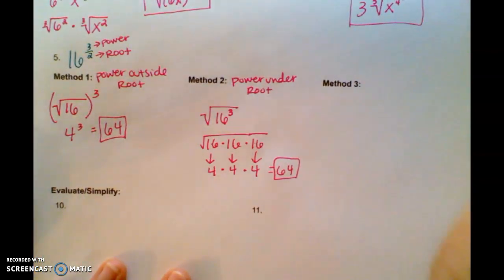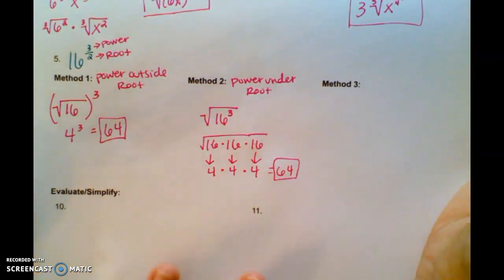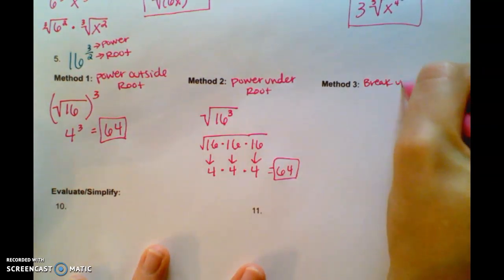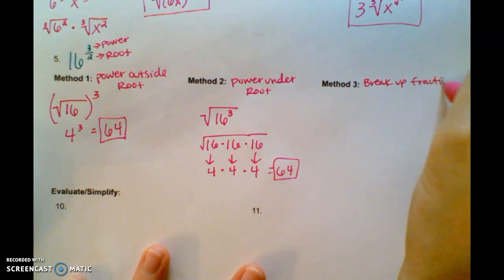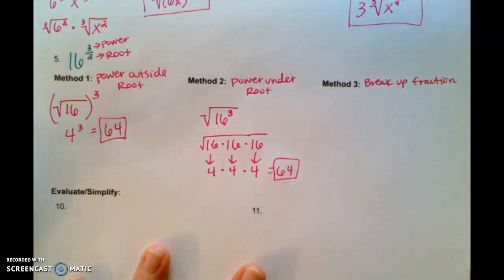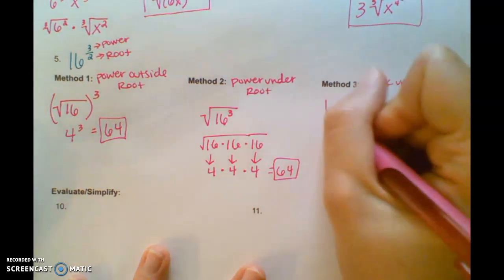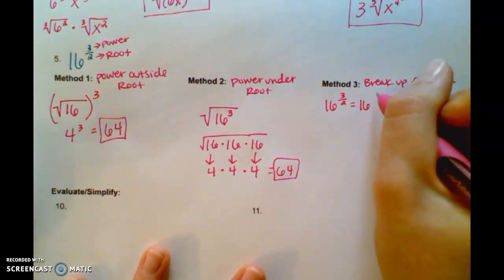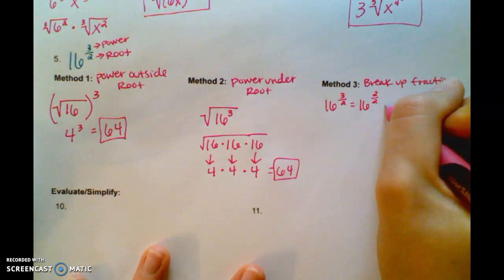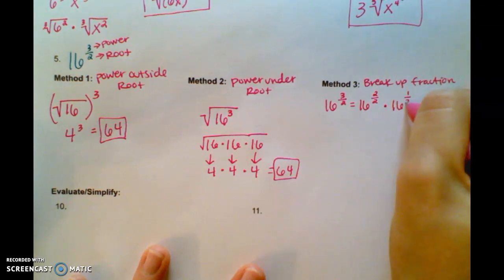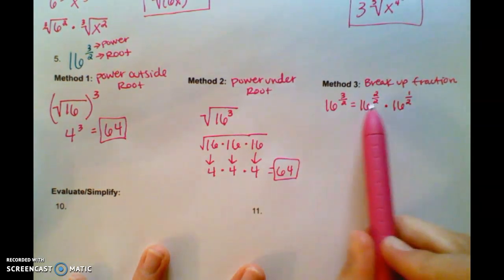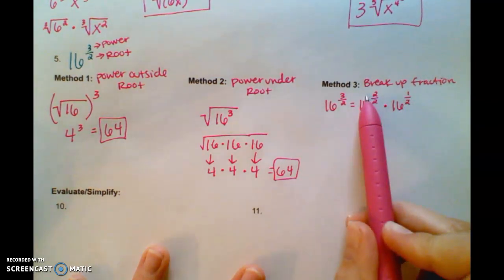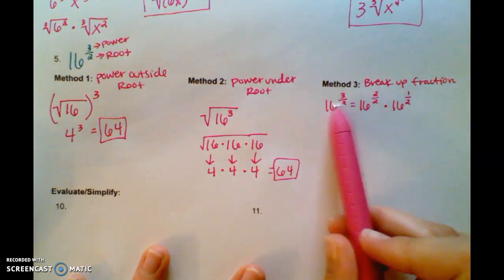The third method is not one we'll do as much, but it will come in handy later, is to break up the fraction. And this requires us to remember how to use exponents. So if we have 16 to the 3 over 2, we can actually break that into 16 to the 2 over 2 times 16 to the 1/2. Because when we have the same base and we're multiplying, we add the exponents. So 2 over 2 plus 1 over 2 is 3/2.